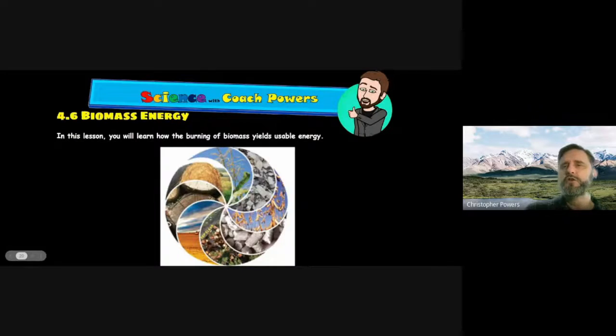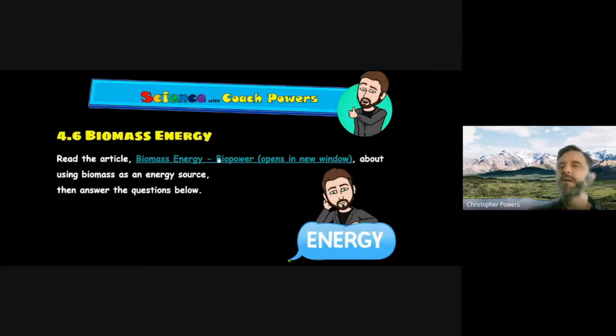So in this lesson, you'll learn how burning of biomass yields usable energy. In this pinwheel, you see all the things that we consider biomass. It's a mass of plant or dead organic material that you can burn to yield usable energy. So it goes into a heat source, basically. This is biopower, living things. Technically, it's going to be dead when you do this, but how do you use this massive source of energy, and how does biopower work? Read the article, and then answer the questions below.